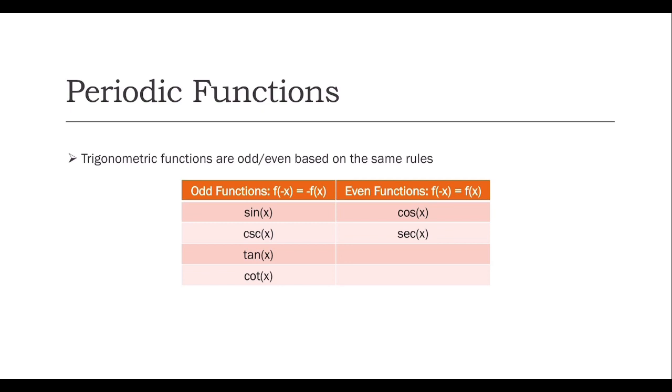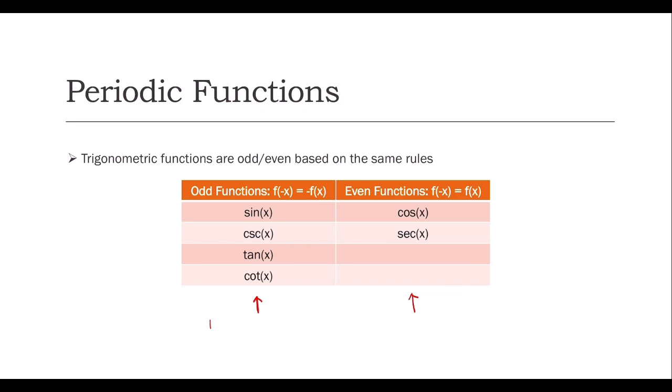So a periodic function can be even or odd based off of the same rules. So if you plug in the negative x and the output is the same function, then it'll be an even function. And if you plug in negative x and you get negative times the original function, then it's an odd function. So for our trig functions, our odd trig functions would be sine of x, cosecant of x, tangent of x, and cotangent of x. And our even functions would be cosine of x and secant of x.